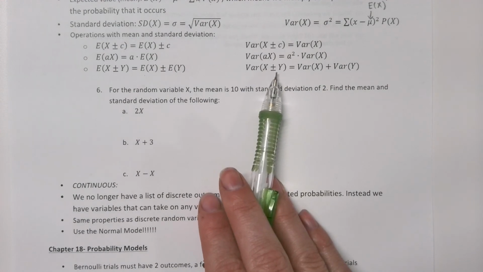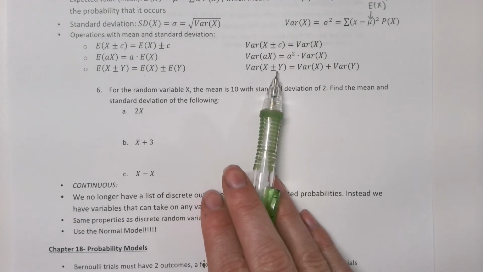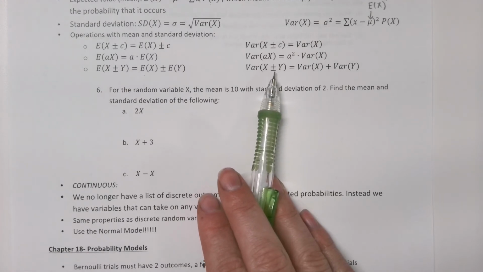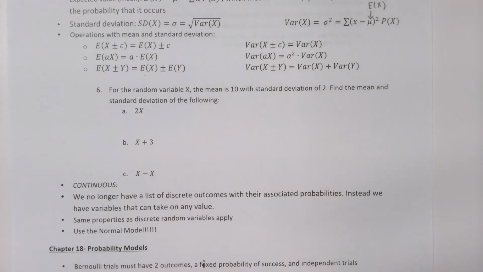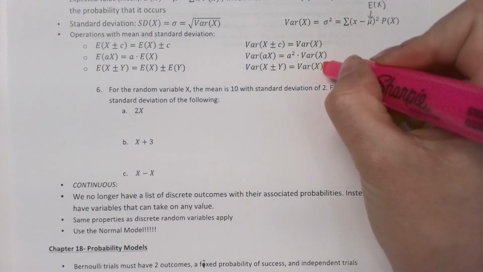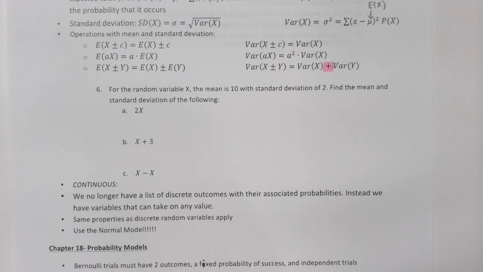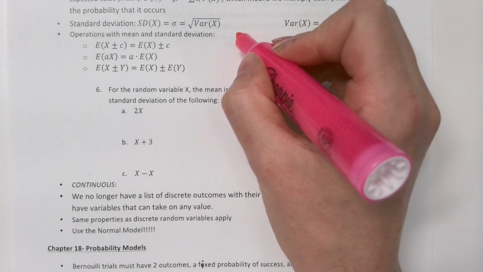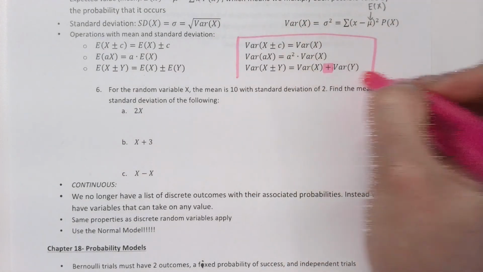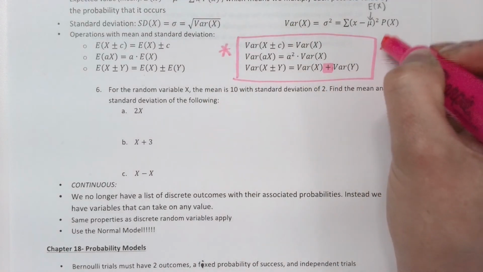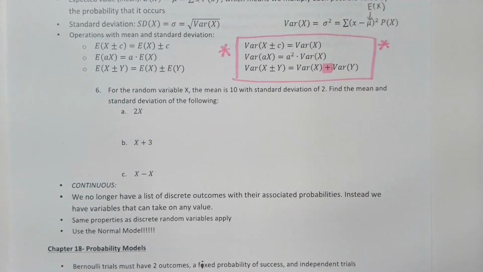Variance is always a little bit trickier. Since variance is measuring how spread out things are, adding on or subtracting this second random variable is always going to increase your spread, so variances always add. Variances are always a little bit weird, so I would definitely take note of these variances. Expected value is pretty much what you expect to happen. Variance is a little strange.